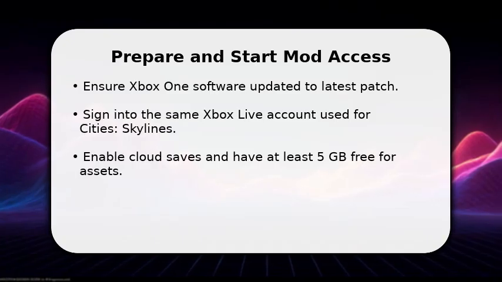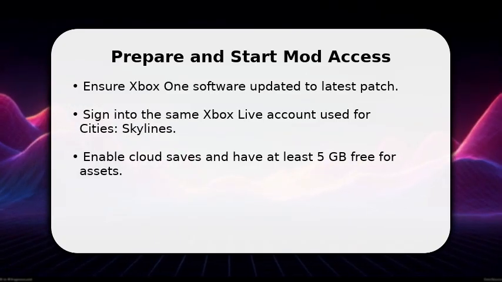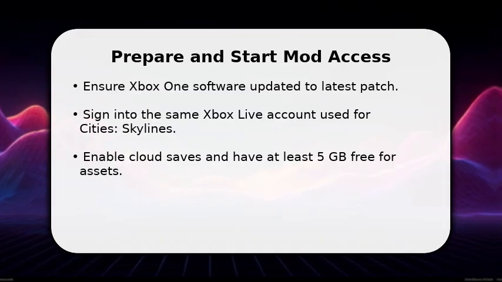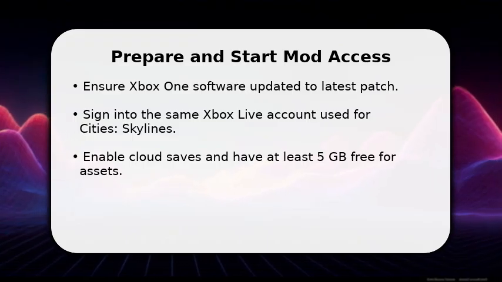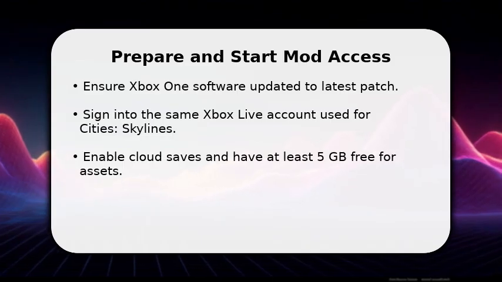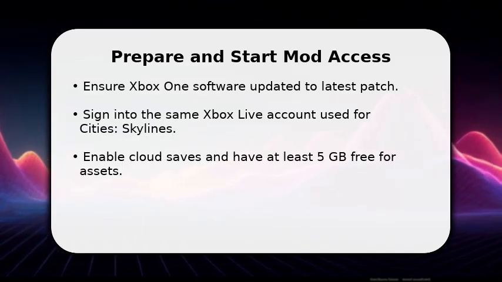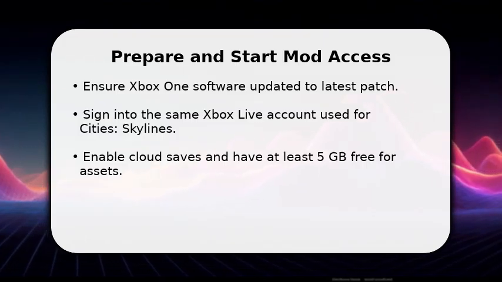You begin by confirming your Xbox One and Cities: Skylines are updated. This is critical because mod compatibility follows game patches. Once done, sign into the same Xbox Live account that owns the game so mod purchases and downloads link correctly. Make sure cloud saves are enabled and free space exists. Assets and mods share storage with saves.